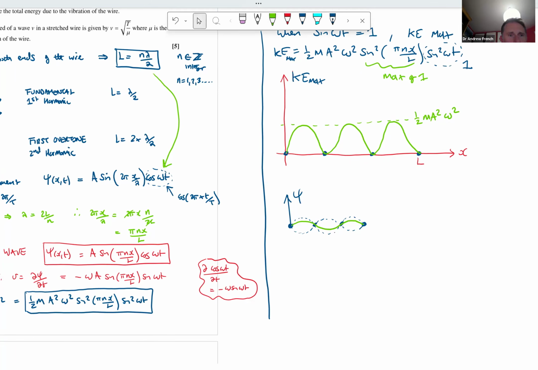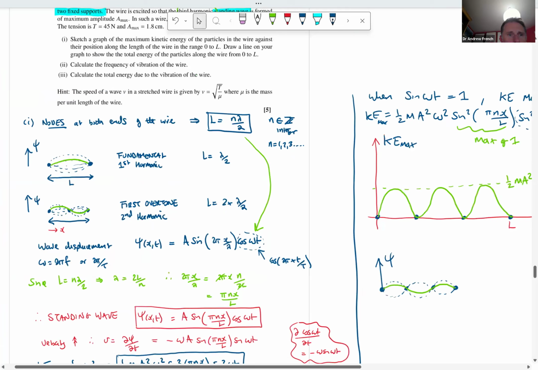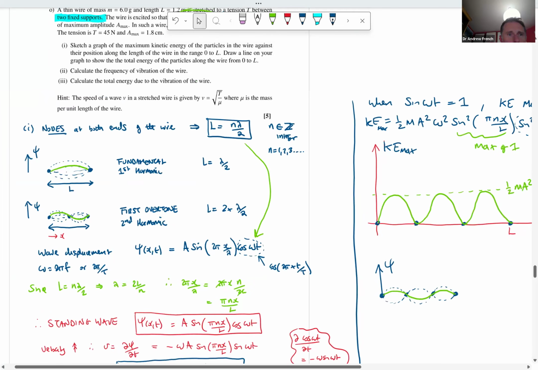So what are we trying to do next? Let's have a little look. Calculate the frequency of vibration, drawing the graph to show the total energy of the particles along the wire. We've done it. Brilliant. Now calculate the frequency of vibration of the wire. We've got the speed of the wave, the tension and the mass per unit length. So now we've got to do a little bit of work to find all of those.